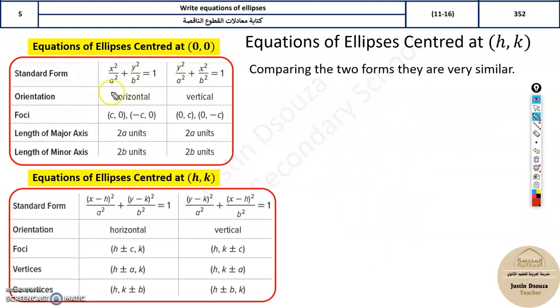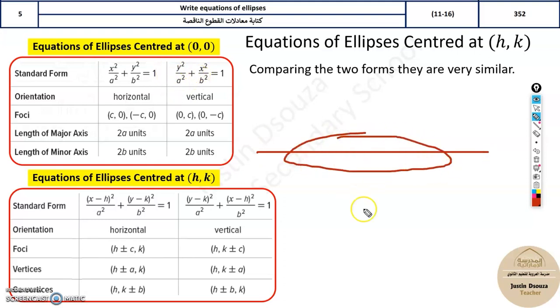Look closely over here. See, this a square is very important. Why? Because that is the major axis. The major axis means the biggest length. So this a value is more than the b value. Now, wherever the a value is underneath, if it is underneath the x, then it is horizontal. If it is underneath y, then it is vertical. So this a value depicts the orientation.